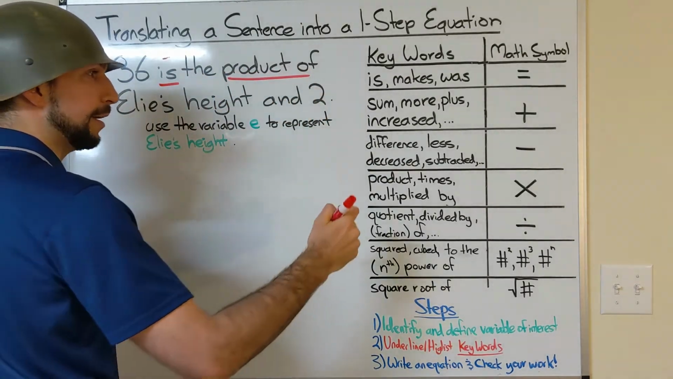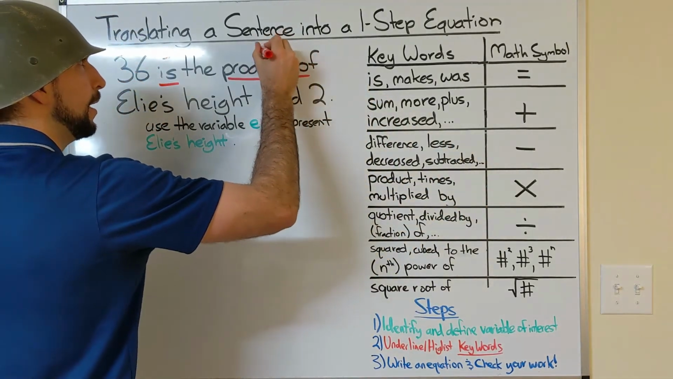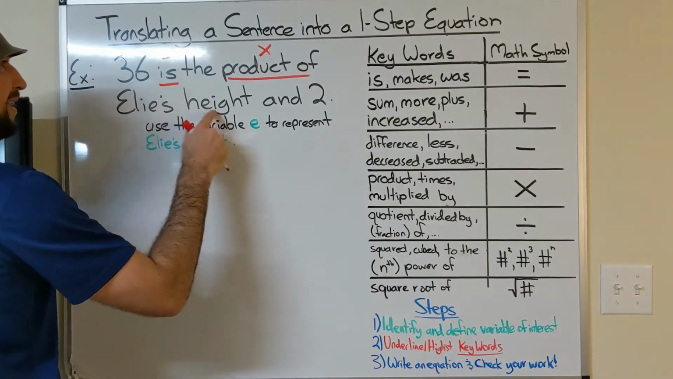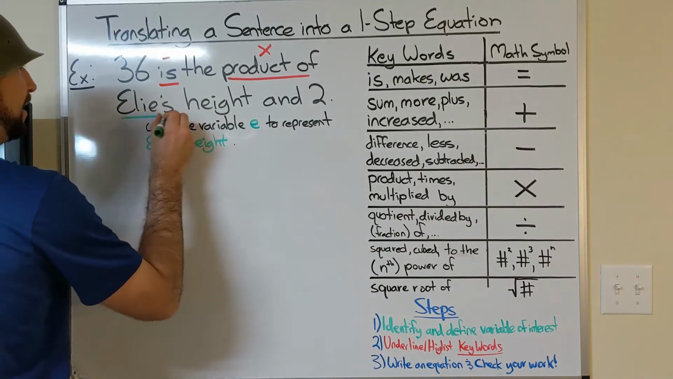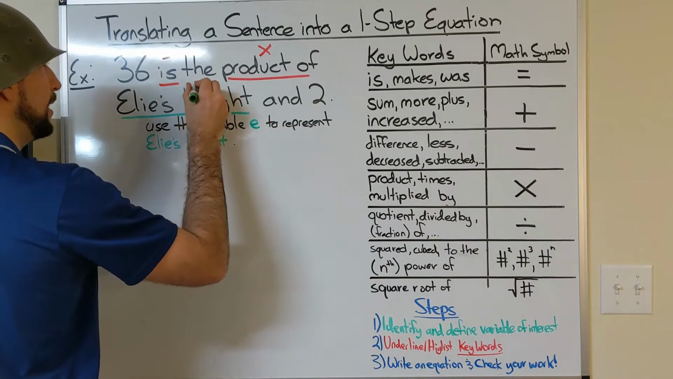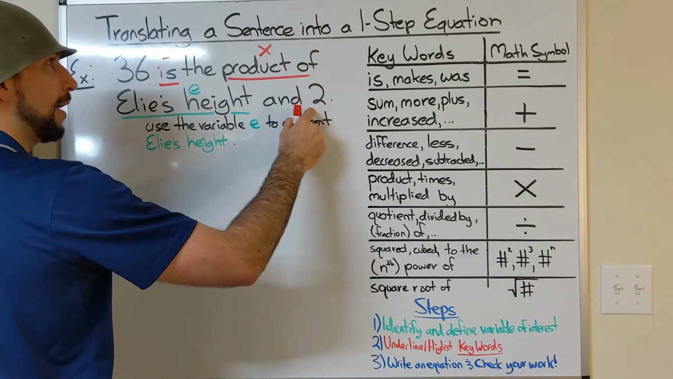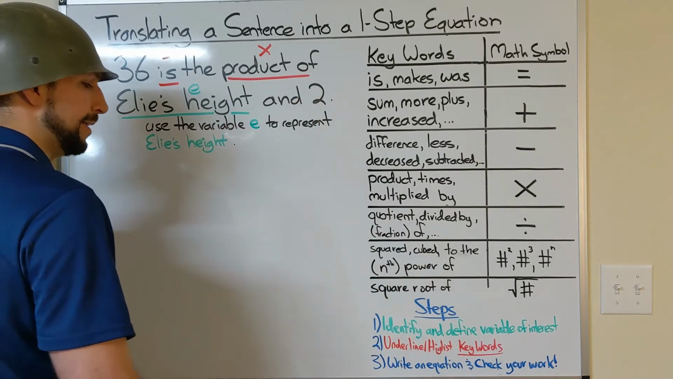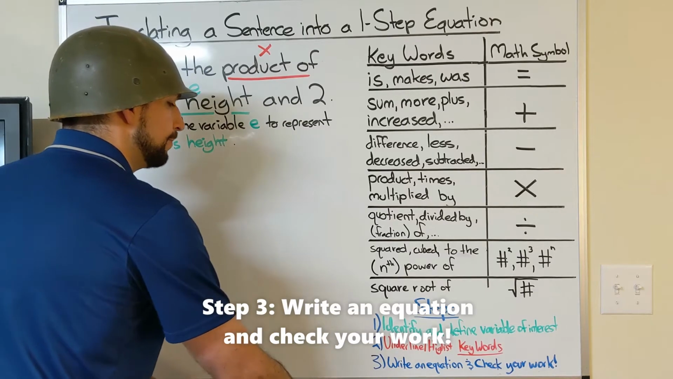So product of is going to be multiplying two different things: either constants, a constant and a variable, or variables. Ellie's height, we know, is the variable of interest, e. So Ellie's height is represented by e, and 2. So the product is going to be e times 2, or 2e. Next, we're going to write an equation that represents this word problem.